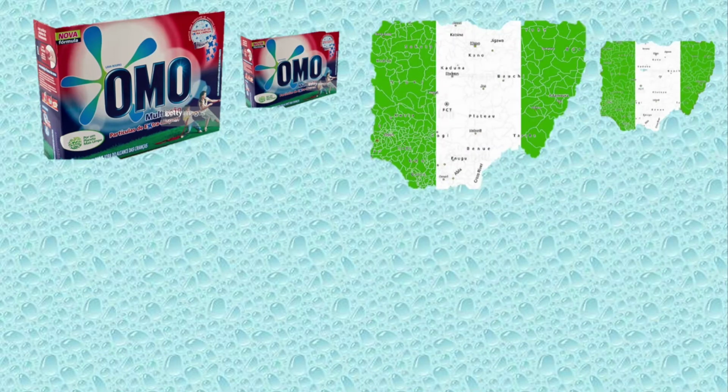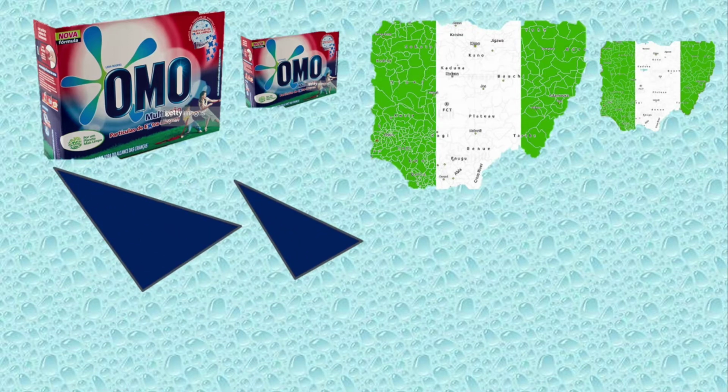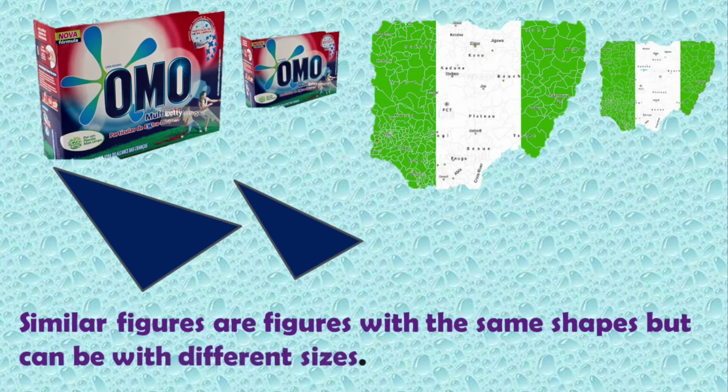Now consider these packets of Omo. Are they similar? What about the images of the map of Nigeria? Here are two triangles. Are they similar? If you said yes, why? Did I hear you say they are the same shapes? You're right if that was your thought. These figures are similar. Similar figures are figures with the same shapes but can be with different sizes.